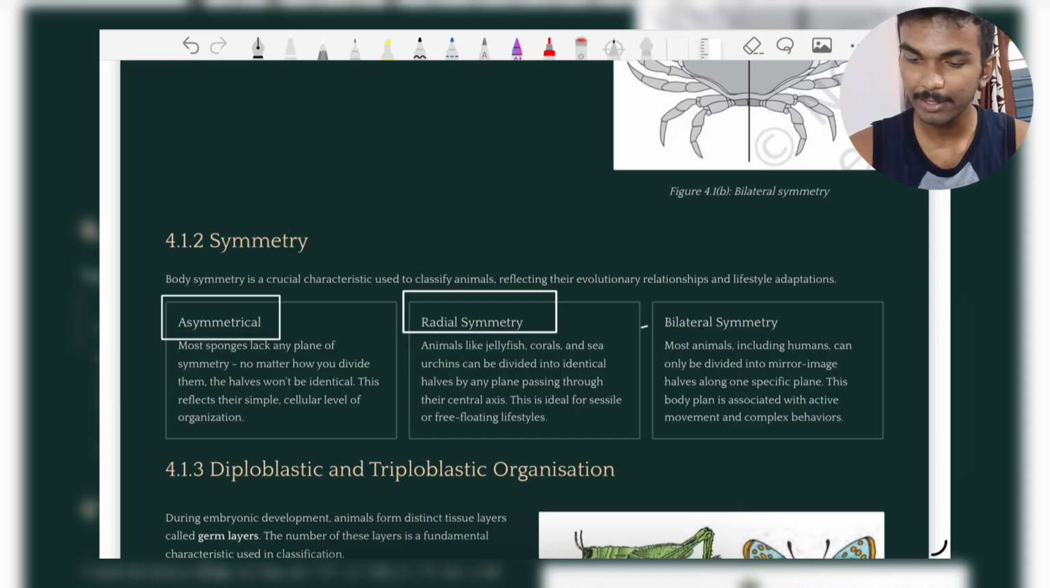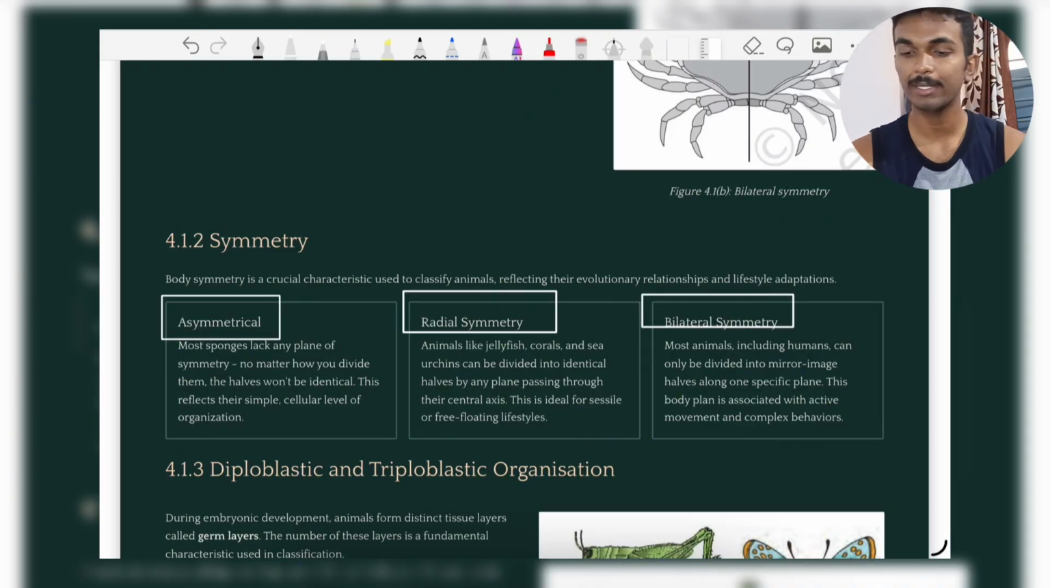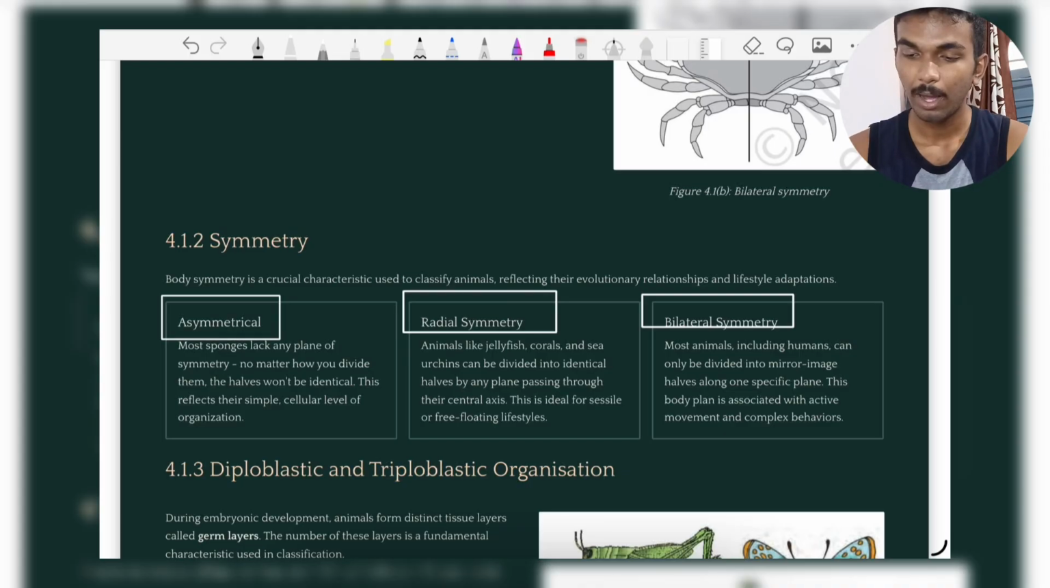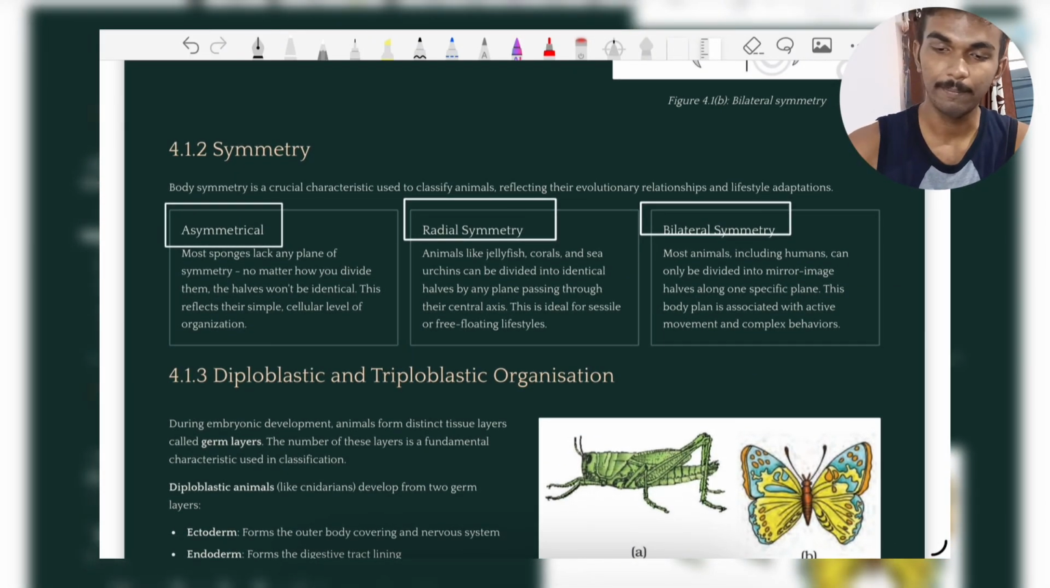And bilateral symmetry. Most animals including humans can only be divided into mirror image halves along one specific plane, and this body plan is associated with active movement and complex behaviors. Diploblastic and triploblastic organisms.